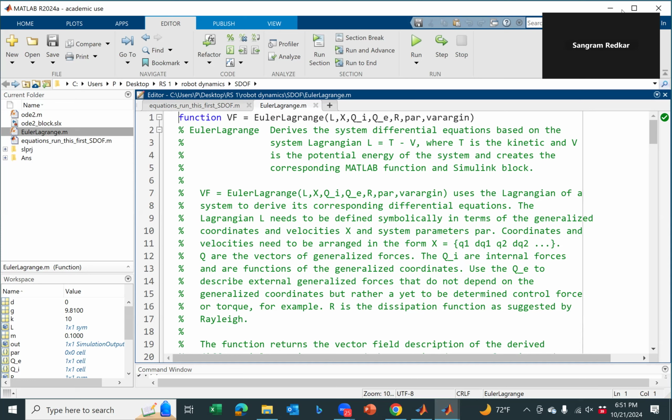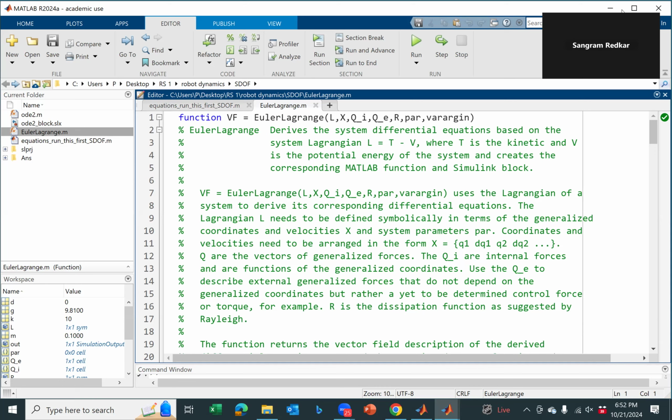Now, this Euler-Lagrange function derives the system differential equation based on the system Lagrangian. Which means if I give you a super complicated robot, the basic idea there is to find out the total kinetic energy, and find out the total potential energy for that robot.